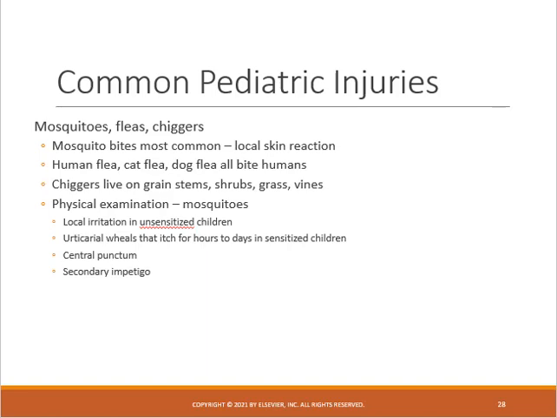Other things that can cause bites include mosquitoes, more of a local skin reaction. We can have bites by fleas and ticks, chiggers. You're likely going to see local irritation in children that have not been exposed to the bite before. You could have some wheals noted on the skin. The area may be itchy, and secondary impetigo may occur because of the child itching, so be aware to look for secondary signs of infection.